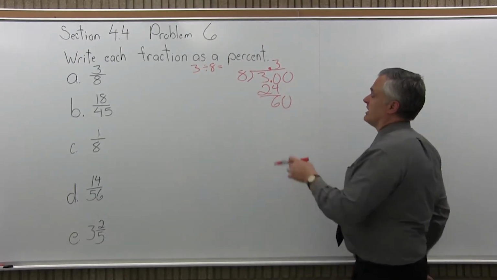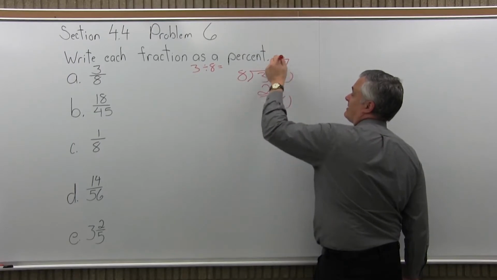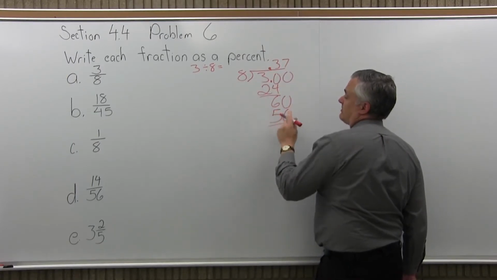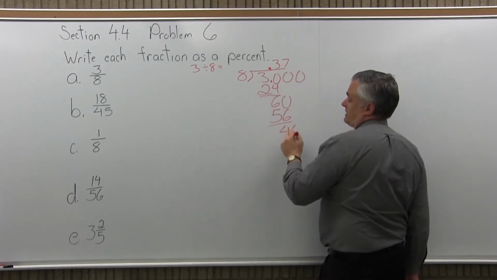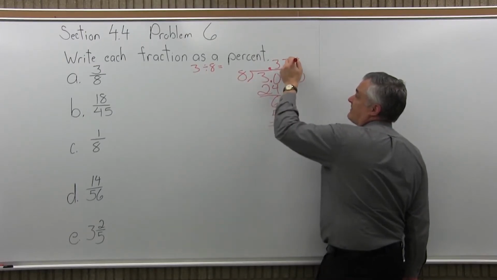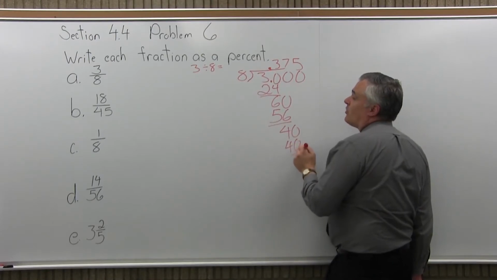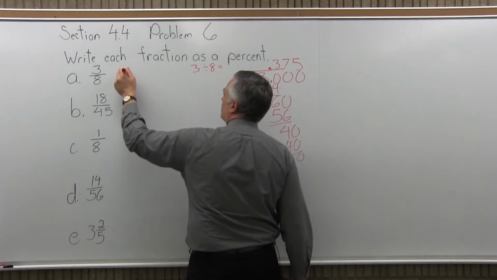Bring a 0 down. Now you're dividing 8 into 60. Well, I know 8 times 7 is 56. And then I subtract, 60 minus 56 is 4. You can put another 0 if you want, bring it down. 40. 8 divides into 40 evenly 5 times. 5 times 8 is 40, remainder is 0. So 0.375, that's the decimal.